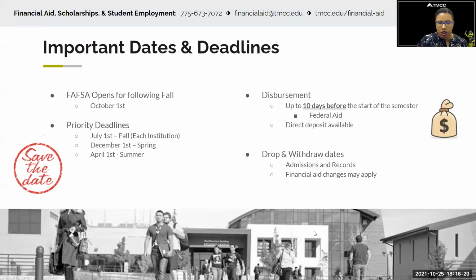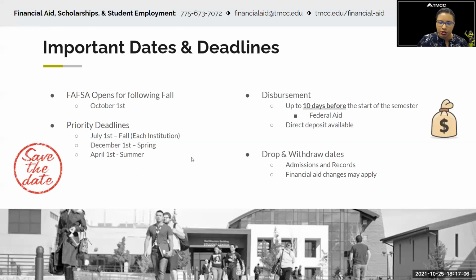So this is just a list of important dates and deadlines. The FAFSA opens for the following fall October 1st. So if you haven't done that already, you should do it as soon as possible because it is already open. And some schools do offer first come, first served aid. So for example, the Silver State Opportunity Grant has limited funds. So the first students who filled out their FAFSA and enrolled into 15 credits are going to be the ones who get that financial aid there.